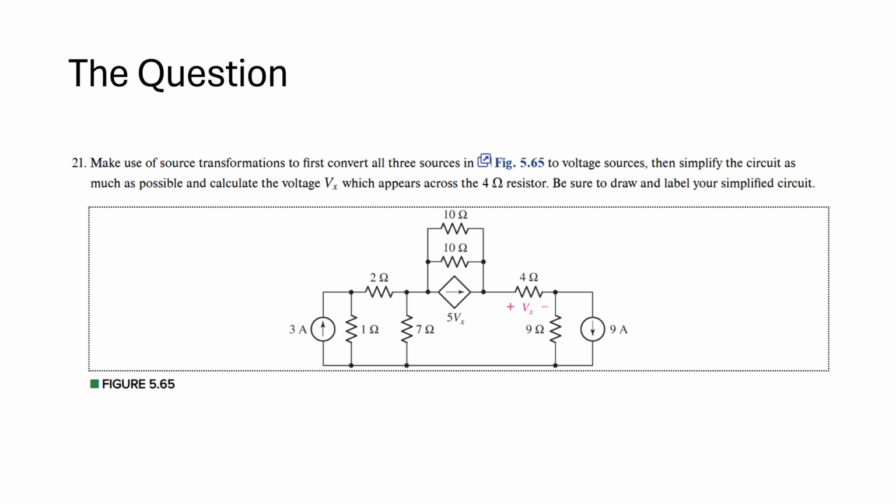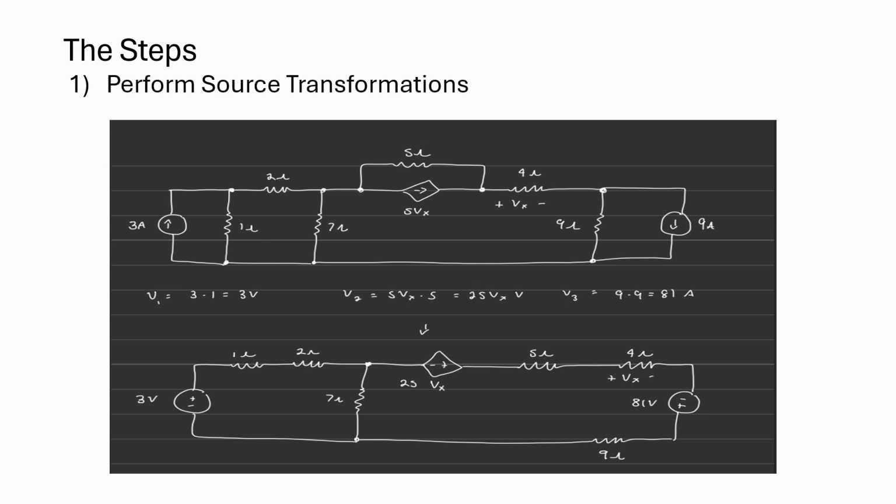So this is the question that I chose from Chapter 5. What it asked is, make use of source transformations to first convert all three sources in the figure below to voltage sources, then simplify the circuit as much as possible and calculate the voltage Vx, which appears across the 4 ohm resistor. It also asks to draw and label the simplified circuit that we get after we do the source transformations. So the first step to solving this problem is to perform source transformations.